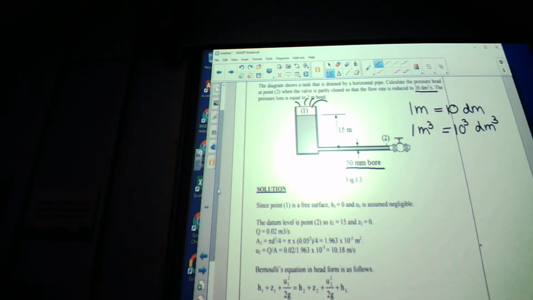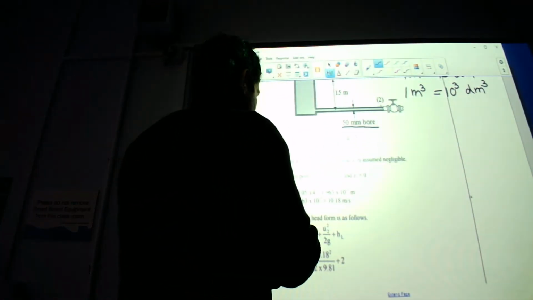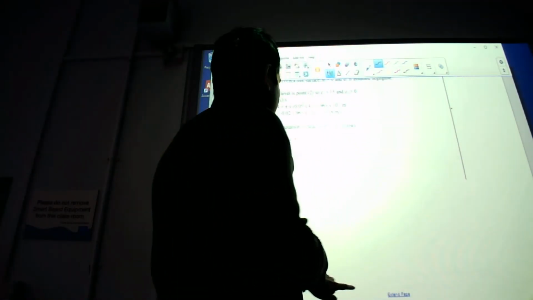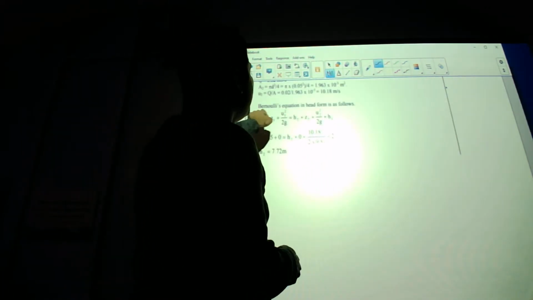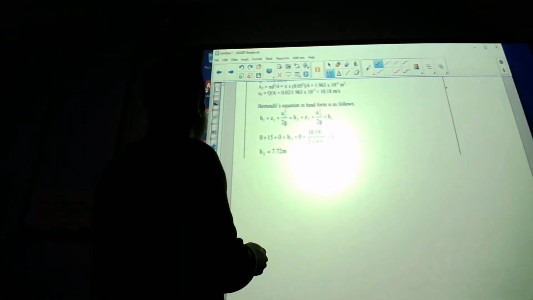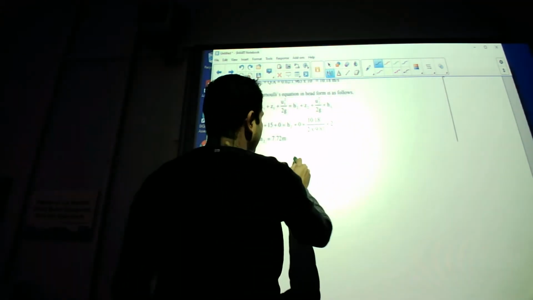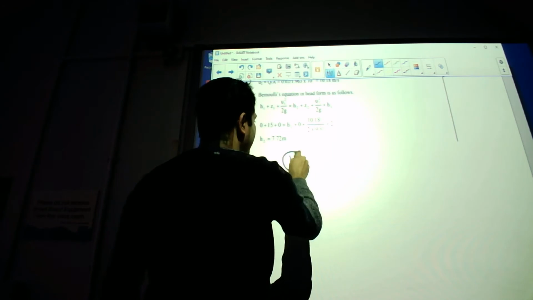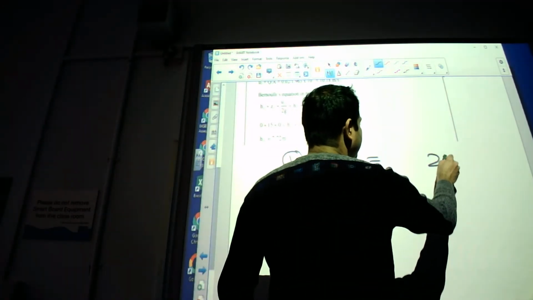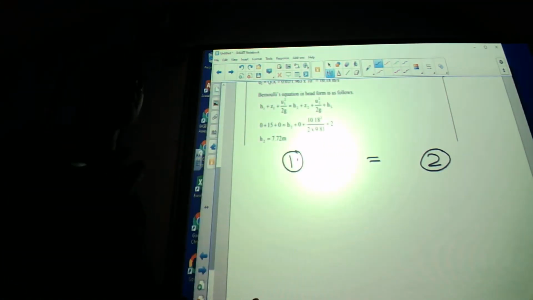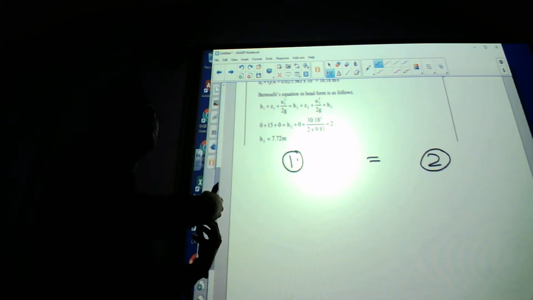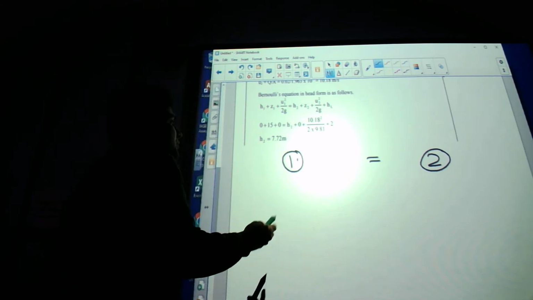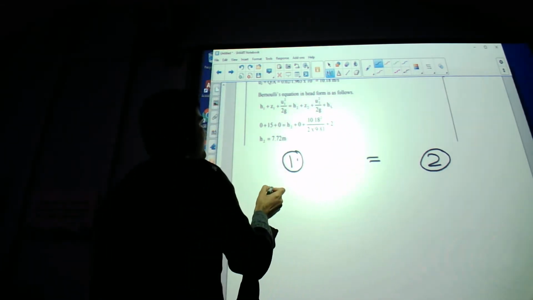We need to consider the equation. If you remember the equation, let me write the equation first and then we proceed. So first we've got Bernoulli's equation. Bernoulli's equation of the head, it's stage 1, stage 2. Yeah? The inlet should be equal to outlet. The total energy at point 1 should be the same as at point 2. So whatever the energy here should be the same on the other side.